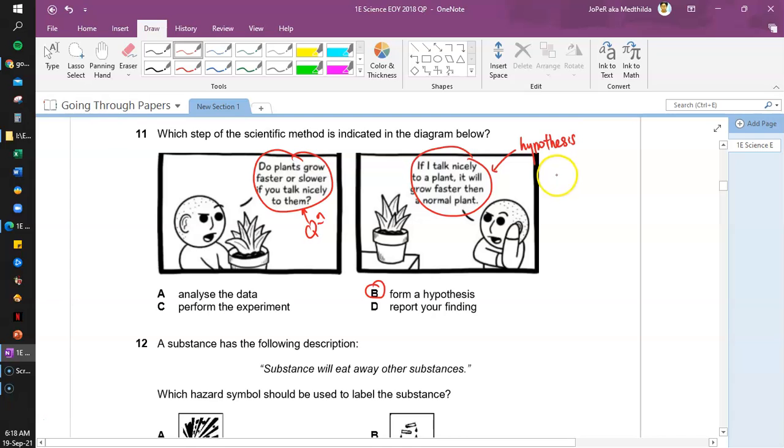So what is a hypothesis? A hypothesis is sort of like your guess, your prediction in terms of what would be the answer to the question that you're trying to find out.